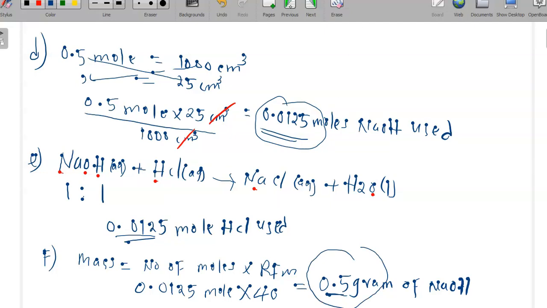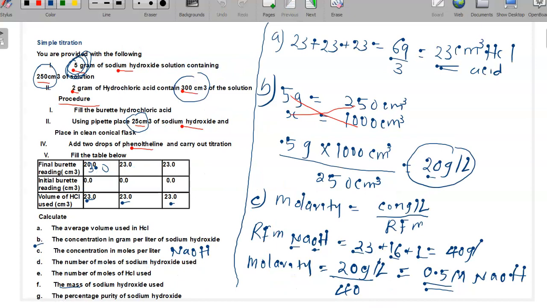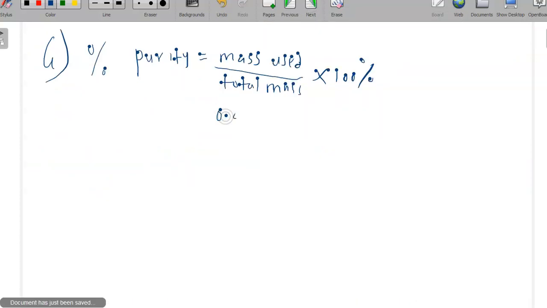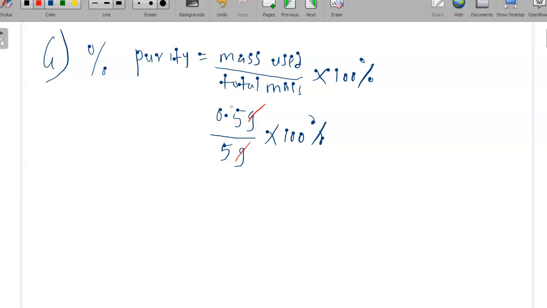Then where is the total mass? The total mass of sodium hydroxide here is 5 grams. So we will say mass used is 0.5 gram over the total mass, which is 5 gram, times 100%. Gram and gram cancel. 0.5 divided by 5 is 0.1, times 100, which means you get 10. So the answer is 10%.